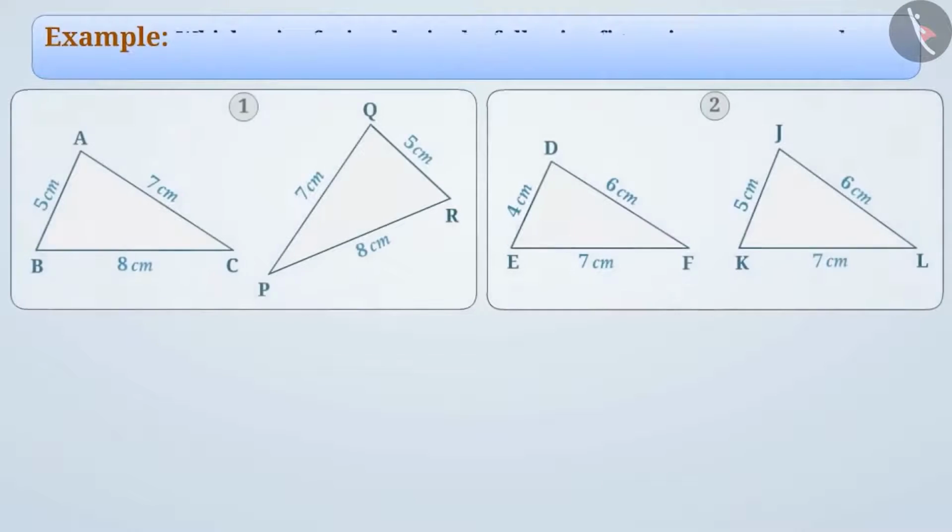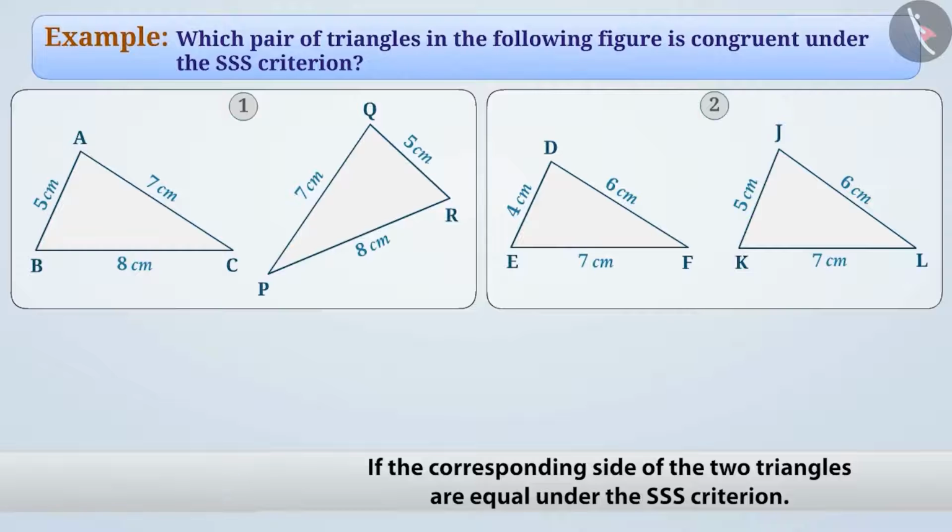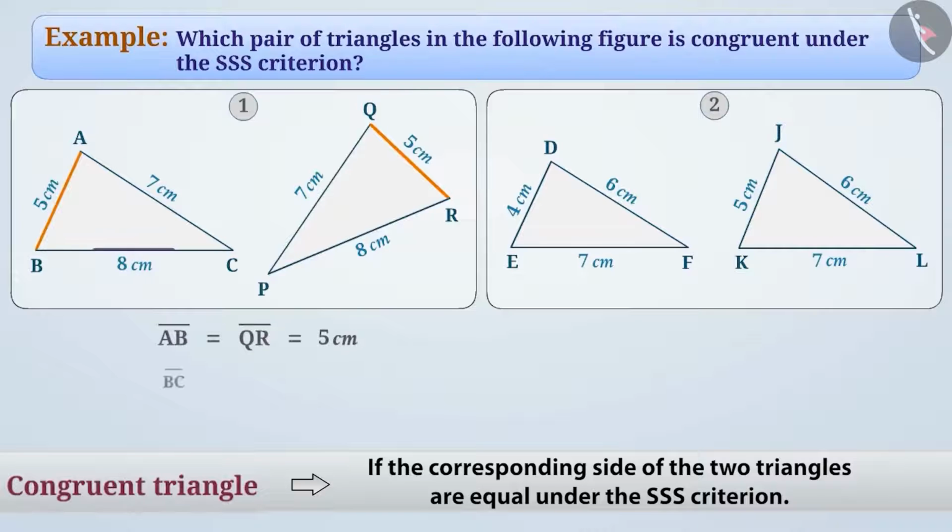Next example. State which pair of triangles in the following figure is congruent under the SSS criterion. By the SSS congruence rule, if the corresponding sides of two triangles are equal, then those triangles are congruent. Consider the first pair of triangles, that is, triangle ABC and triangle QRP. AB is equal to QR is equal to 5 cm, BC is equal to RP is equal to 8 cm, and AC is equal to QP is equal to 7 cm.